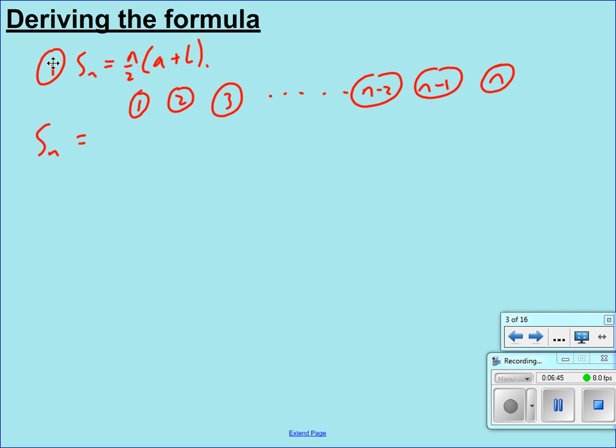Remember, the first term is always a, and then we have this common difference, a plus d, and then we added the common difference again, a plus 2d, and then let's go backwards this time from l. The last term is the nth term, so that's l. But the term before it, a d has been added to get l, so I need to minus a d for this term before it, so this is l minus d, and the same, this is l minus 2d. Yeah?